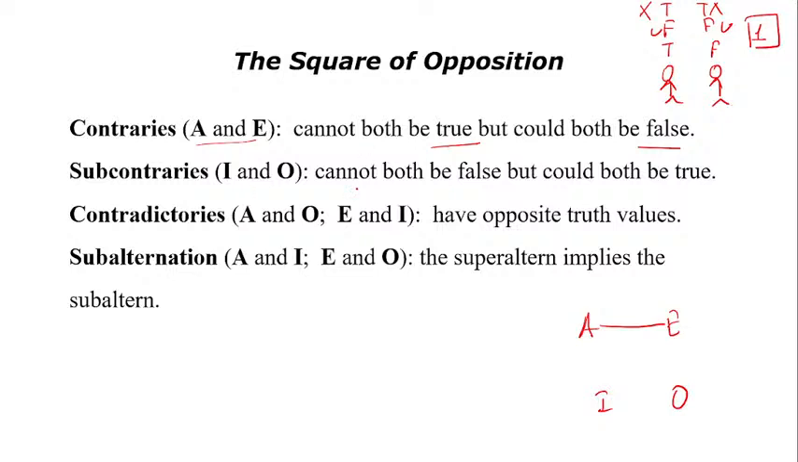Subcontrary is the opposite of contrary. Just remember contrary, subcontrary, you will directly remember. In contrary, both could be false, but both cannot be true. But in subcontrary, both cannot be false. Both of them cannot be false. Both of them could be true. So subcontrary is the relationship between I and O.